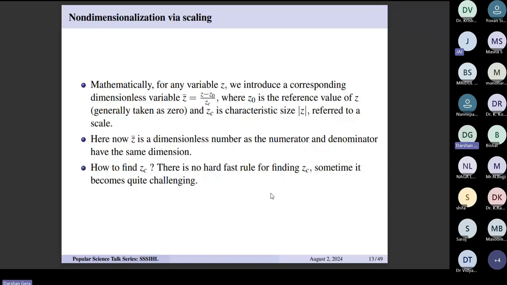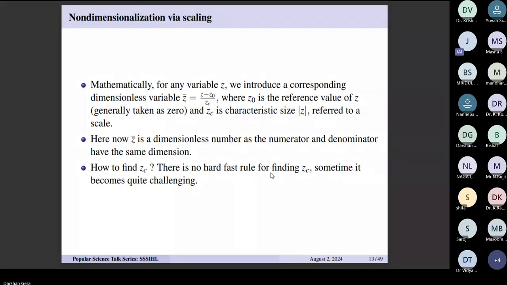Let me show you what the trick is. Suppose you have any mathematical variable z. We introduce a new variable z bar equal to (z minus z0) upon zc. Here z0 is some reference value of the variable z. In general, when you use this scaling technique in a model, z0 is taken as 0. So you just do the scaling by the constant term, like z equal to zc times z bar, and you choose this zc suitably so that it reduces the number of parameters, and everything is converted into the new variable z bar.